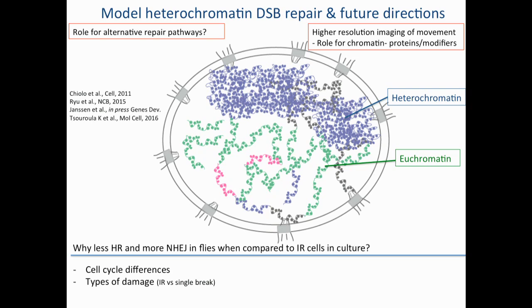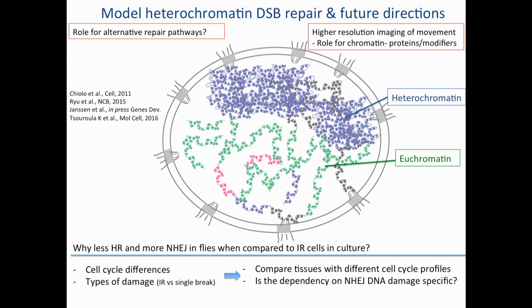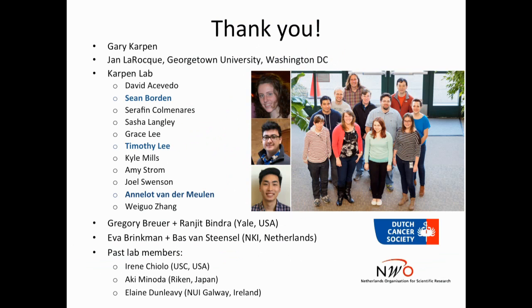And of course, we're looking at different types of damage, irradiation versus single breaks. We could, for example, take tissues with different cell cycle profiles and see whether there's a different dependency in that case on HR and non-homologous end joining. And we could also look in the animal and see if the dependency on non-homologous end joining might be DNA damage specific. So all future directions.